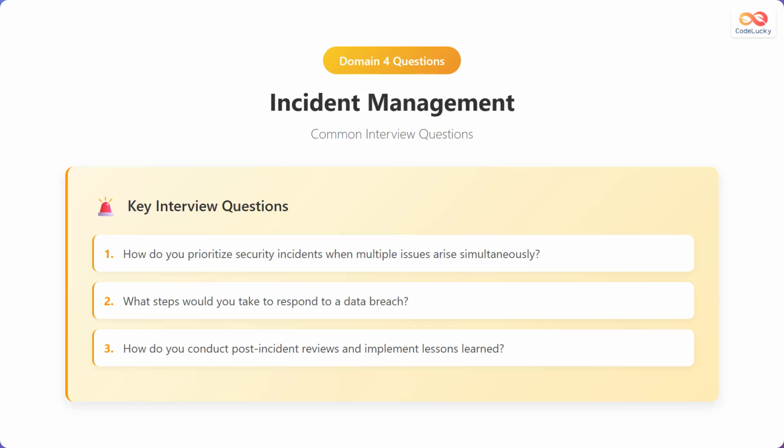The third question addresses conducting post-incident reviews and implementing lessons learned. This tests your commitment to continuous improvement and organizational learning. Explain how to conduct effective after-action reviews, document findings, and translate lessons into improved processes and procedures.